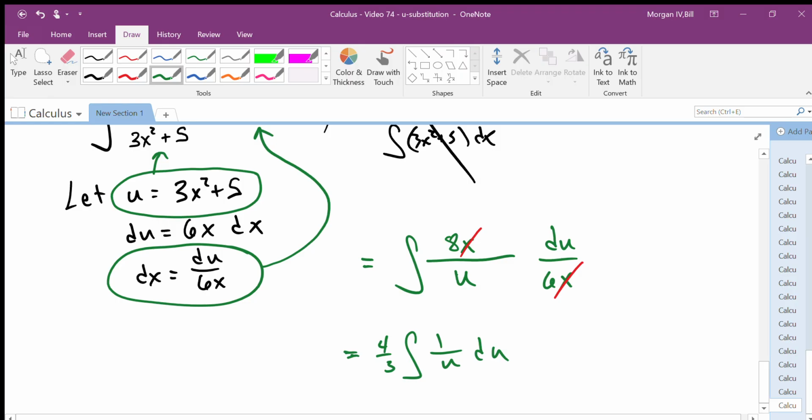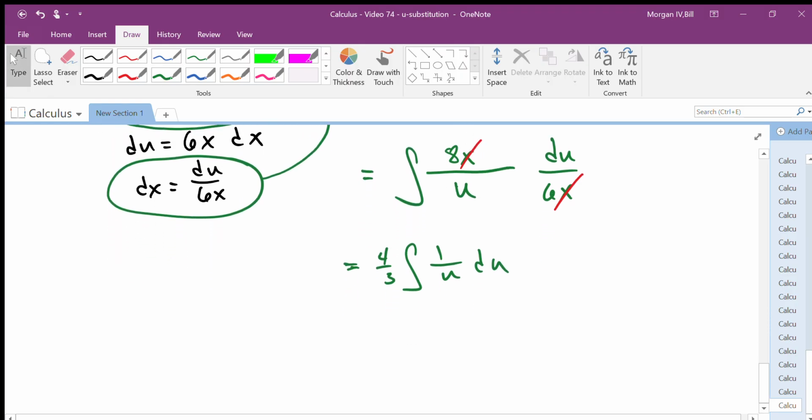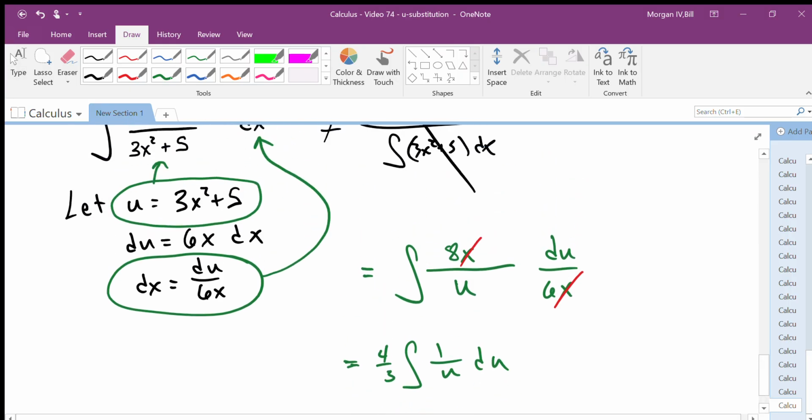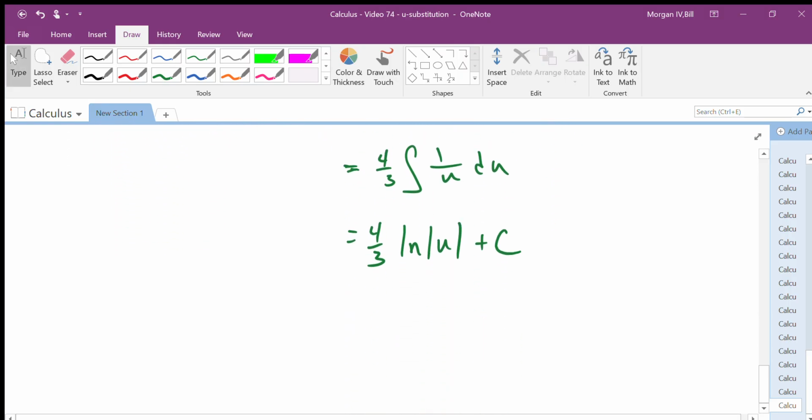Okay, let's take the antiderivative there. That would be 4/3 times the natural log of the absolute value of u plus c. But don't stop here. Let's go ahead and replace the u with what it was, which was 3x squared plus 5. And we get a final answer here of 4/3 natural log absolute value 3x squared plus 5 plus c. And one more thing here.